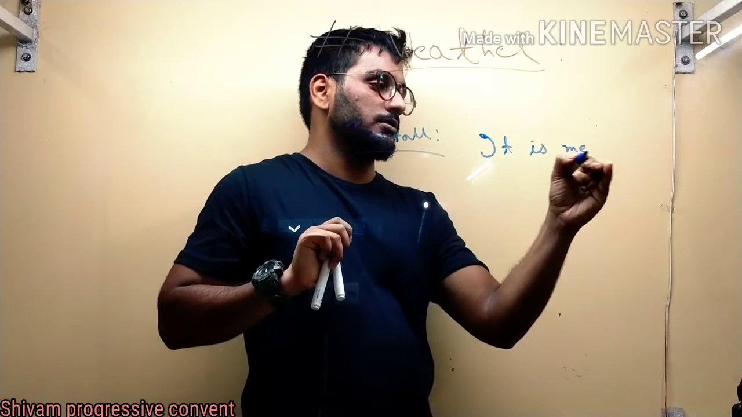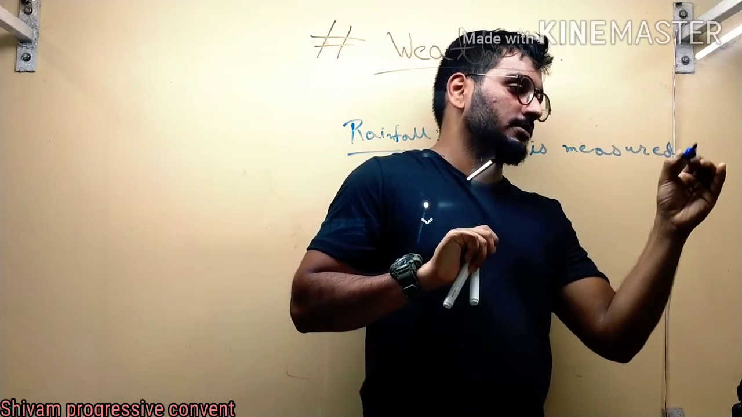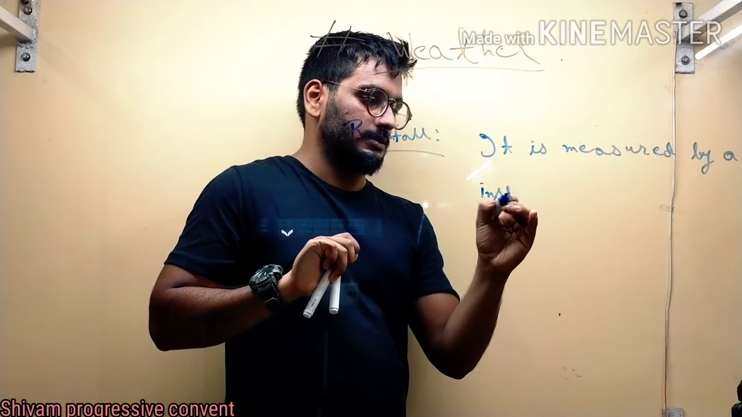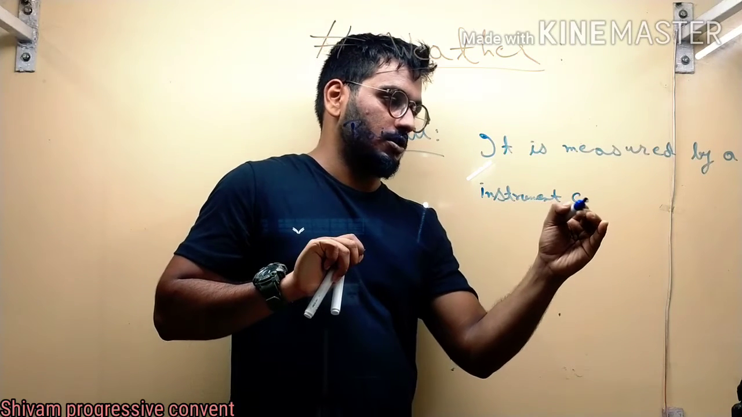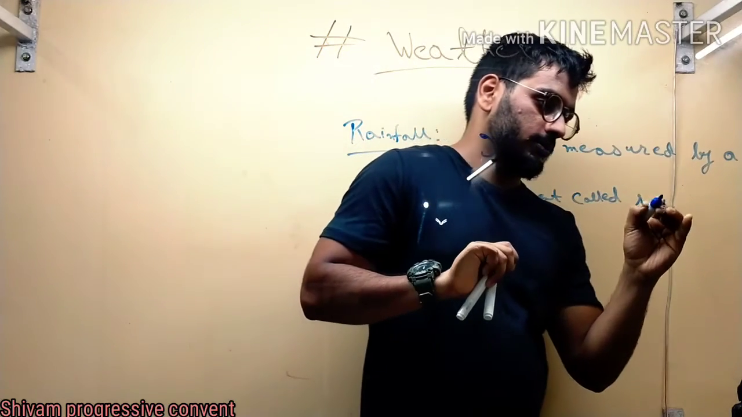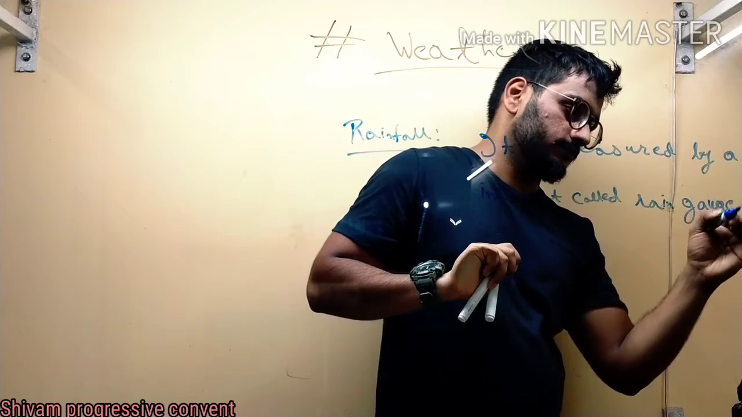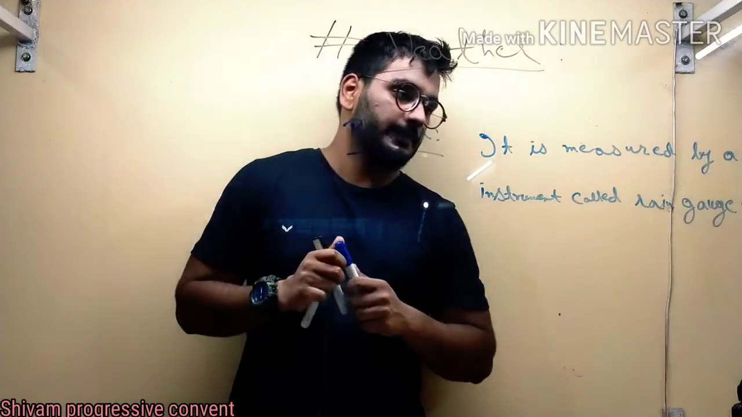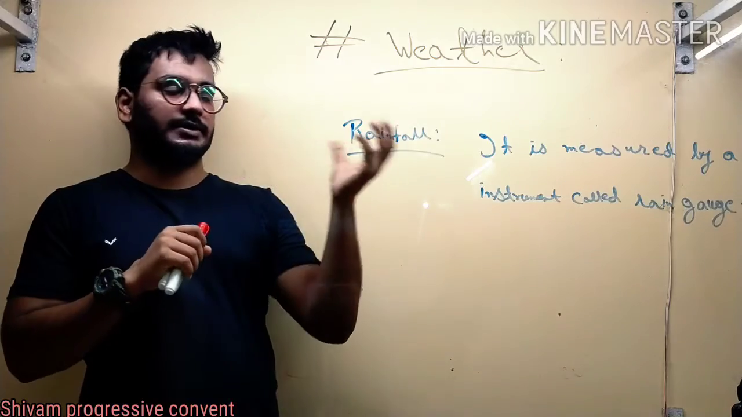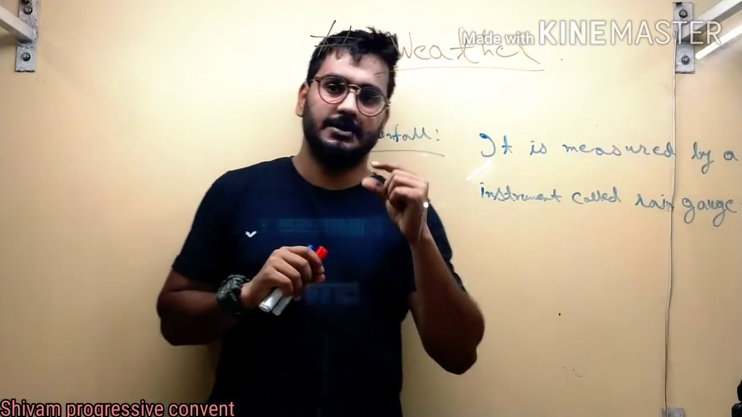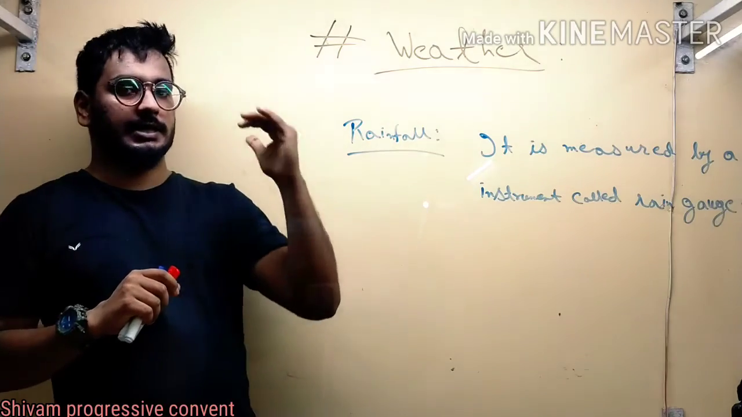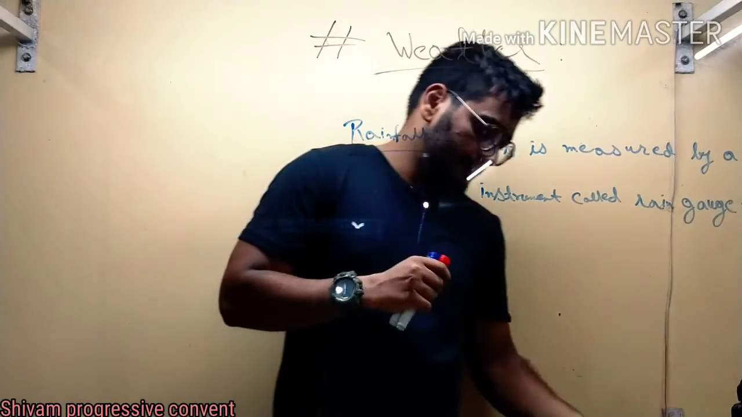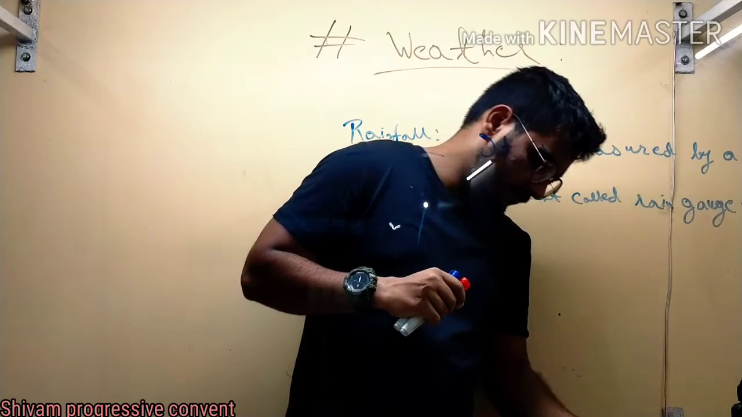Rainfall is measured by an instrument called a rain gauge. A rain gauge is an instrument in which rainwater is collected, and according to that, how many millimeters or centimeters of water is collected inside, we measure the rainfall. Note it down. Now the topic weather is completed. Now we will move forward to climate.